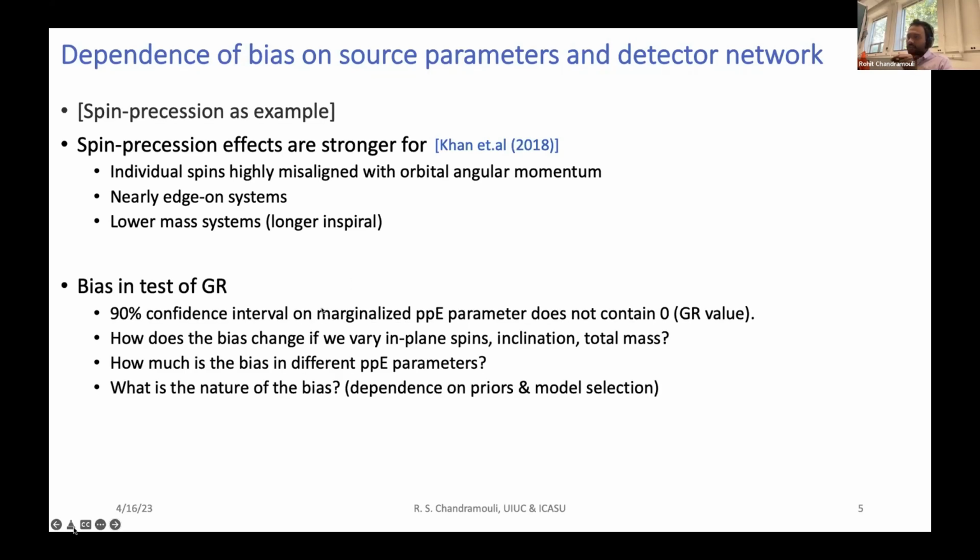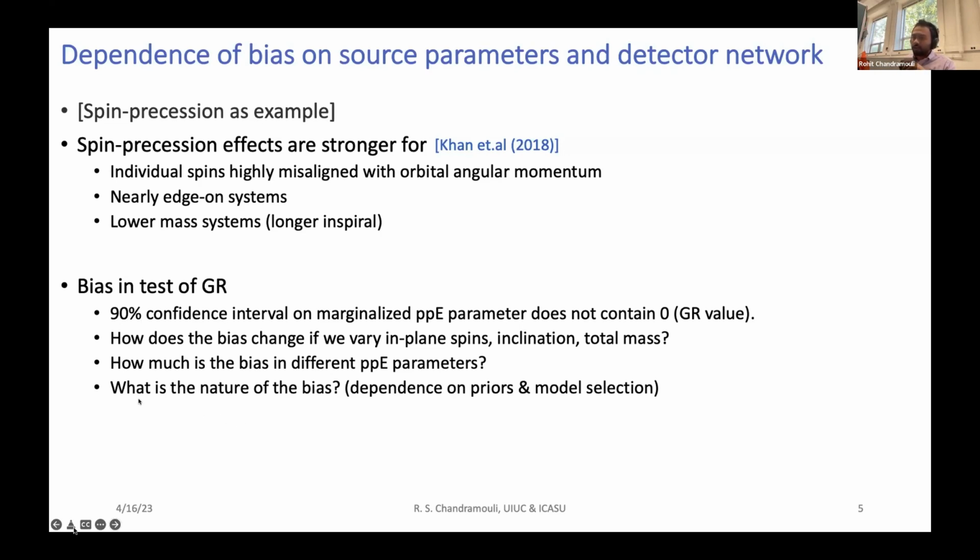So the questions that we want to answer are: how does the systematic bias change if we vary the in-plane spin components, the inclination, and the total mass? And how biased are the different parameterized deviations? We're going to use the parameterized deviations in the framework of PPE, which is the parameterized post-Einsteinian framework. The way that we characterize the bias is that if your recovery of the PPE parameter, if that posterior distribution does not contain 0 within 90% confidence, then we call that a significant bias.